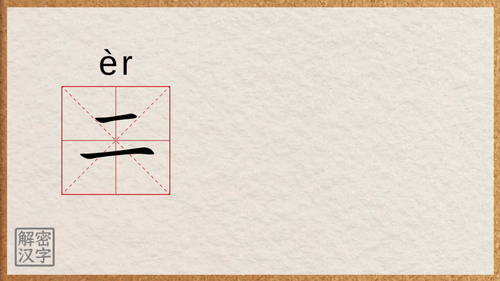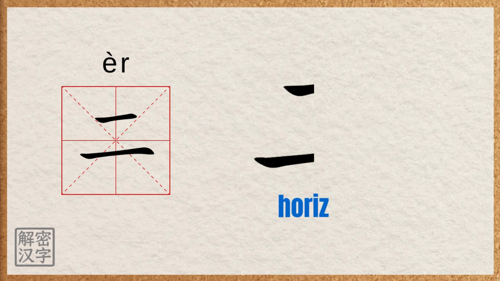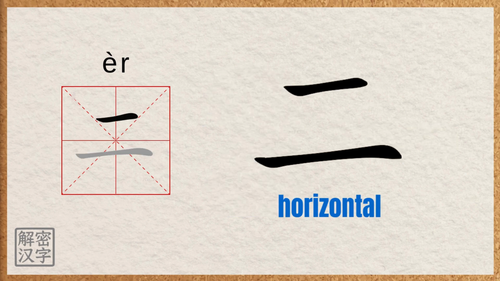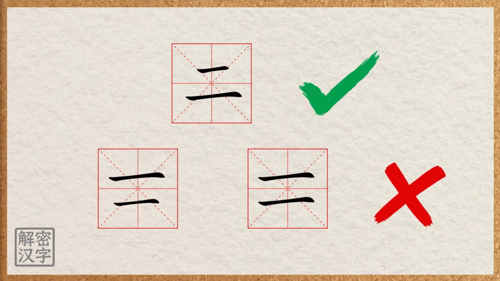The character 二 means the number 2. It's made up of 2 horizontal strokes. When writing, start from the top, draw a short line first, then a longer one below. Make sure the top line isn't longer, and the 2 lines shouldn't be the same length either.